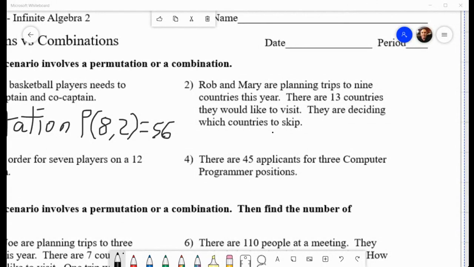Okay, so for this one, we have 2 people, Rob and Mary, right? They're planning trips to 9 countries this year, okay? There are 13 countries they want to visit, but they're deciding which ones to skip. So that means, of the 13 countries, they need to decide which 4 they're going to skip. That's what they have to decide.